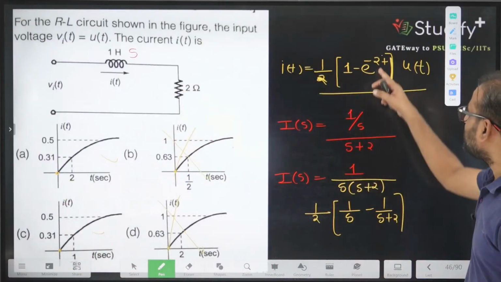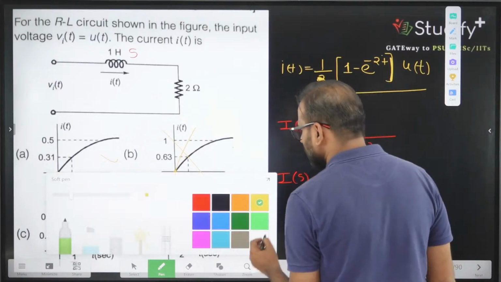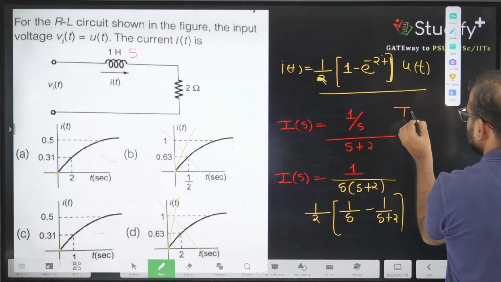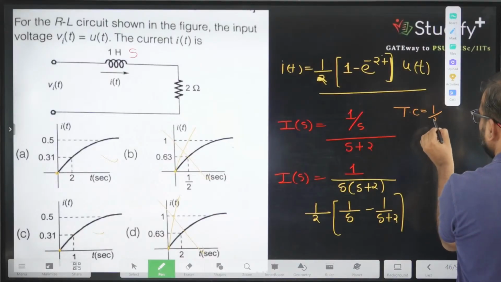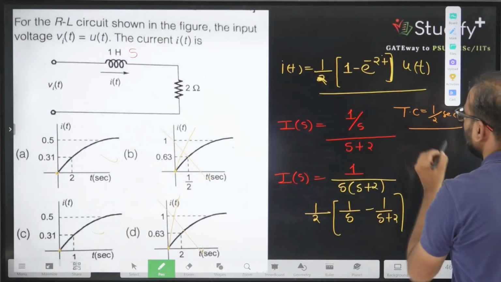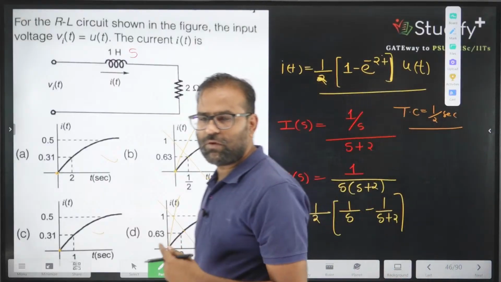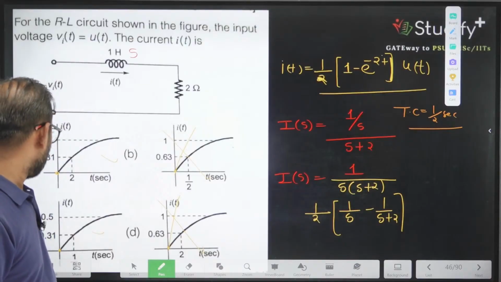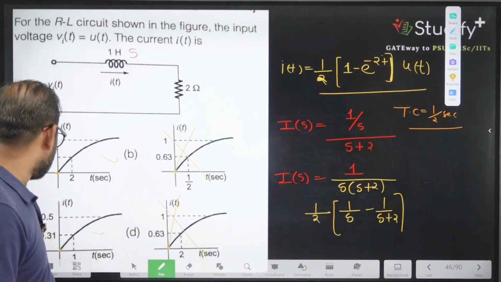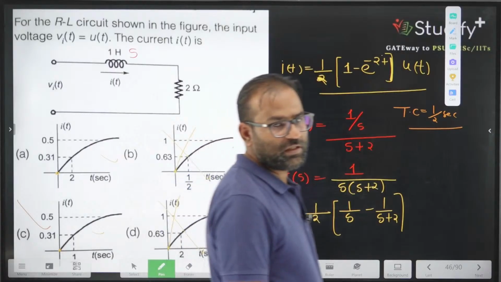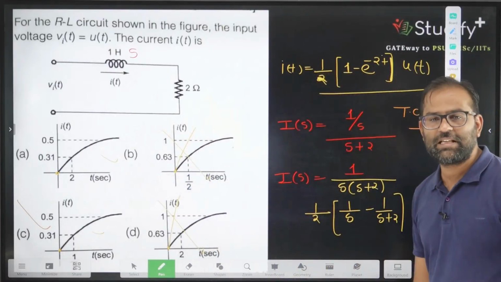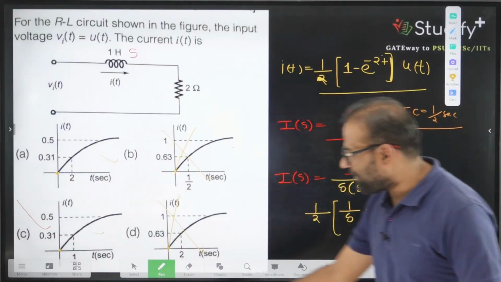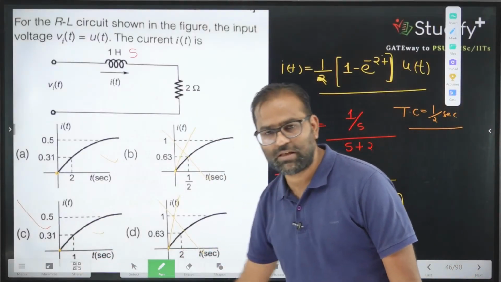Then it is asking what its time constant is. We have already discussed time constants in detail. The time constant of this is 1 by 2 second. Here 2t equal to 1, so this is 1 by 2 second. So who is having the 1 by 2 second time constant? This is having 1 by 2 second time constant. So which option is correct? Option C is correct here.